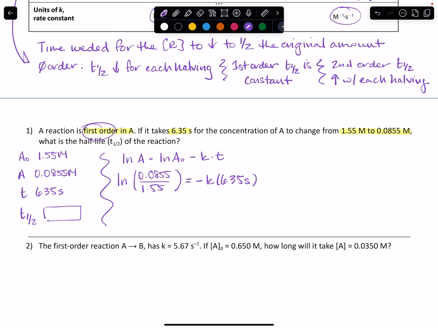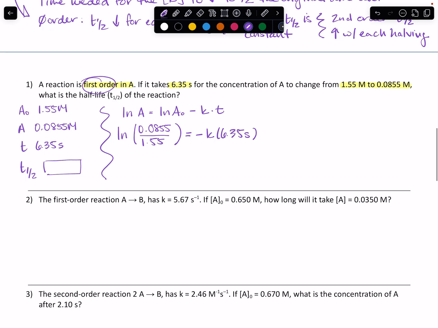All right. Make sure you know where the natural log button is on your calculator. It's going to be important for this part of the unit. All right. So once I work this out, I find that K is equal to 0.0937. This is first order, so that's per second. That's not going to be quite as obvious as it is with our other ones. So make sure you remember what that unit should be.